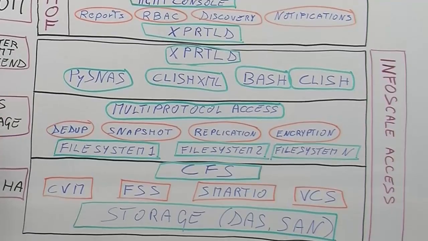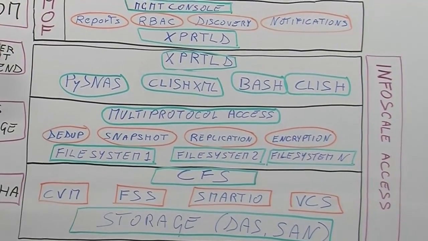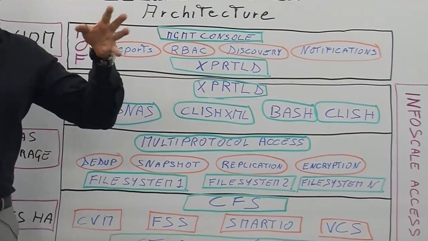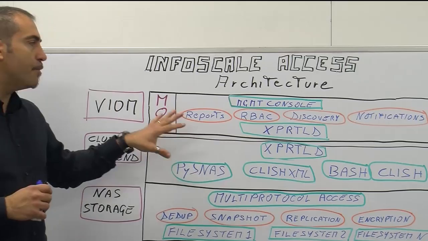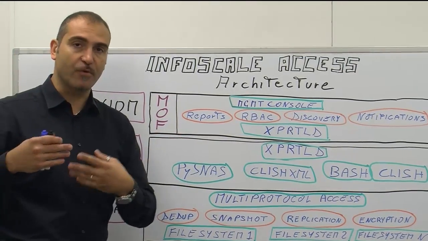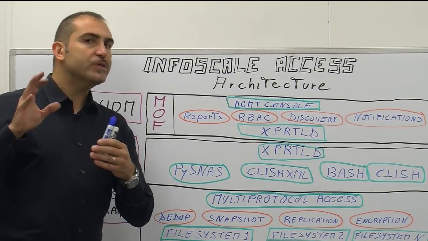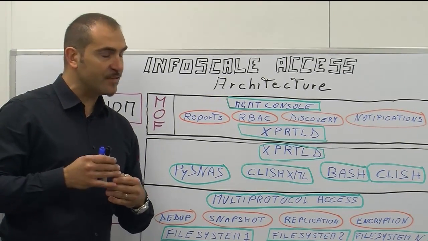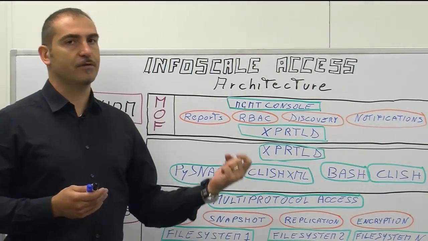On top of the NAS storage, we have the cluster management backend. The cluster management backend is made of some services that are interacting with each other. This is mainly the part where the requests that come from the users are managed. One of the two interfaces in InfoScale Access is the command line, the CLISH. So we have a module that manages the CLISH.